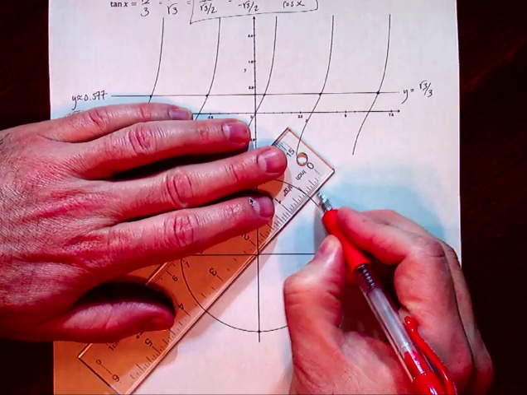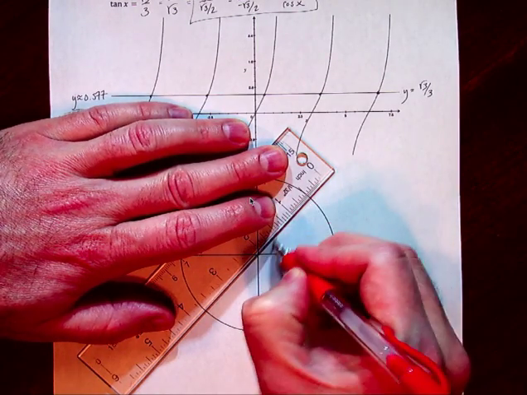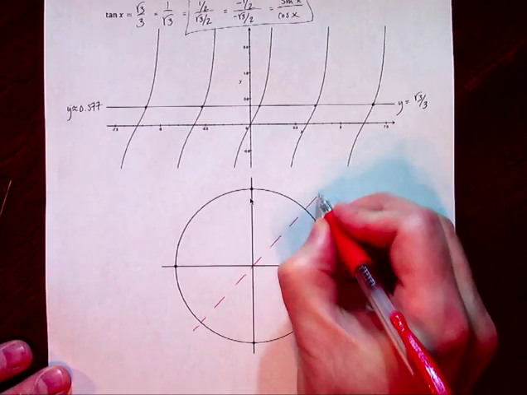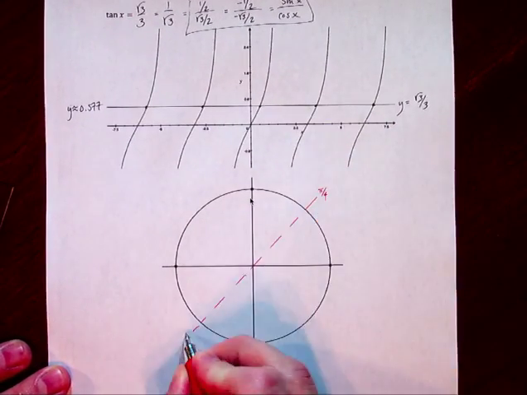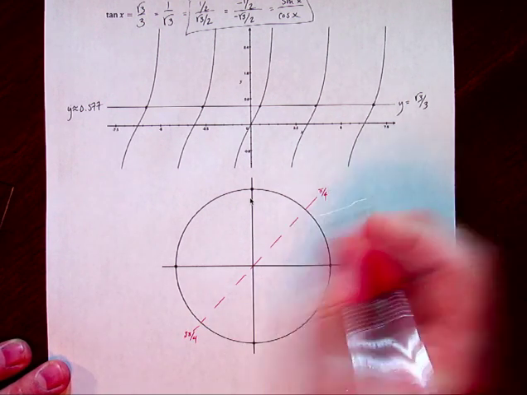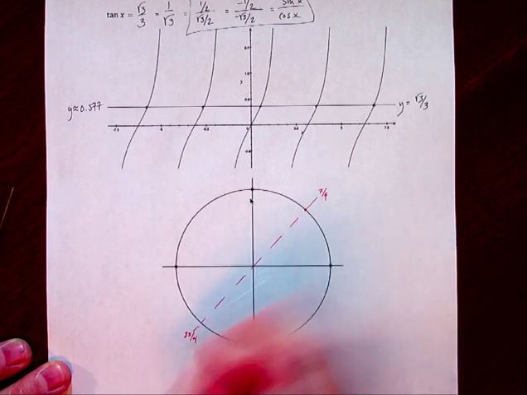Now remember, like in the lecture video, I reminded you that right on this point at pi over 4 and 3 pi over 4, this is where tangent is equal to 1. Tangent is equal to 1 here, and tangent is equal to 1 here.